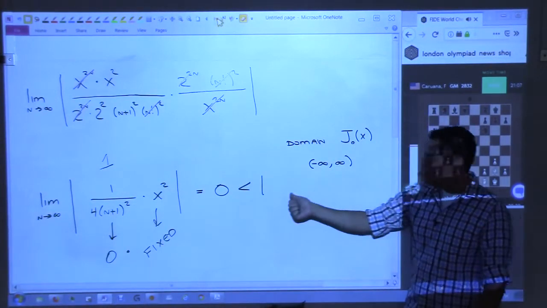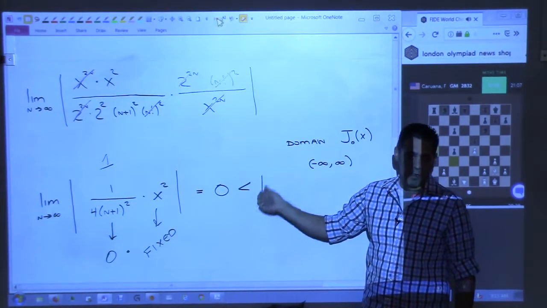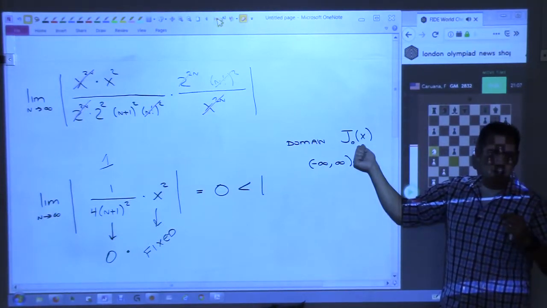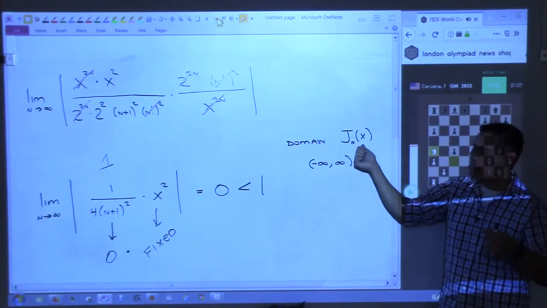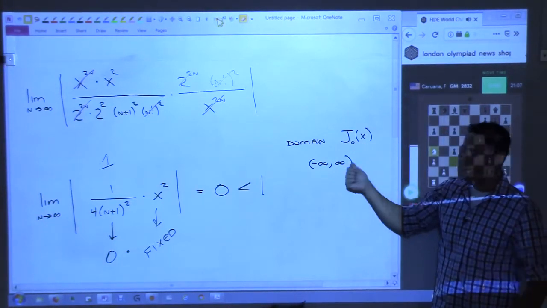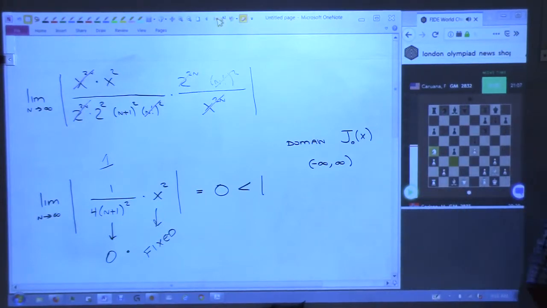Because the ratio test, we want this to be less than 1 to converge. And convergence of this series means the x values that are within its domain. So the x values that make it converge is equivalent to the domain of this function. Yes? Going back to our original sum, n started at 0. Does that change anything if it starts at another number?